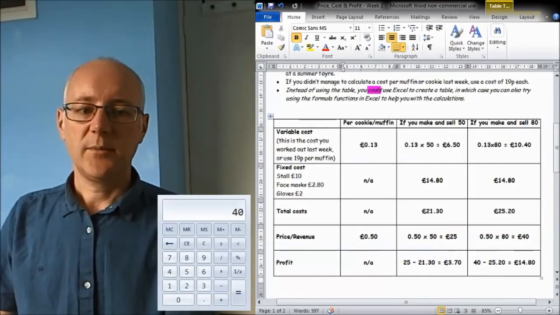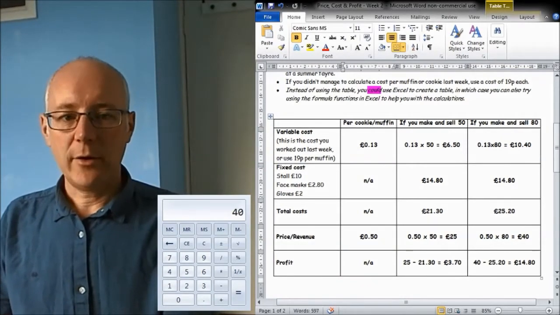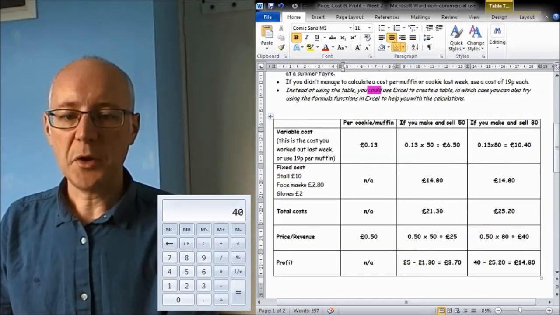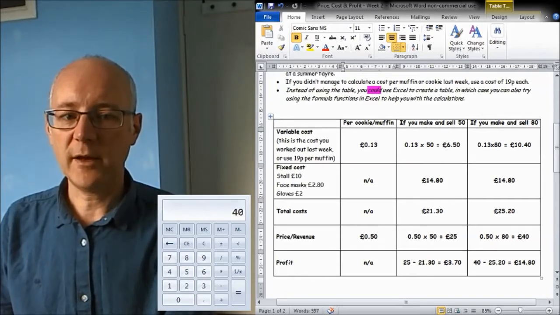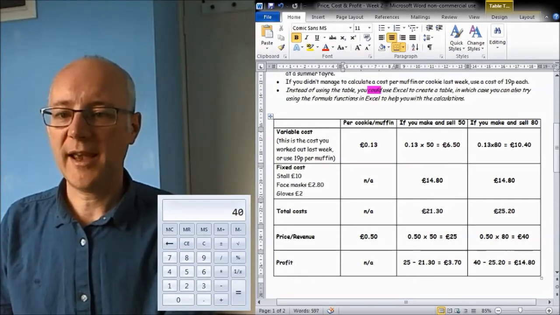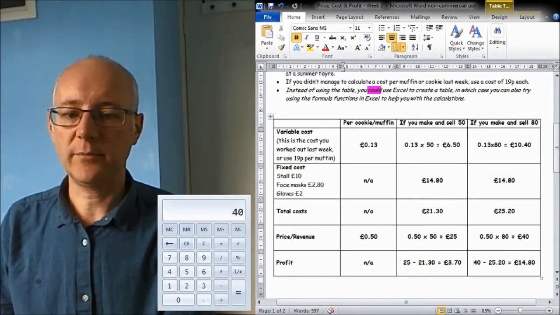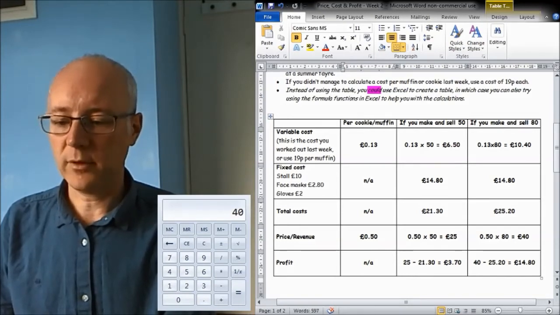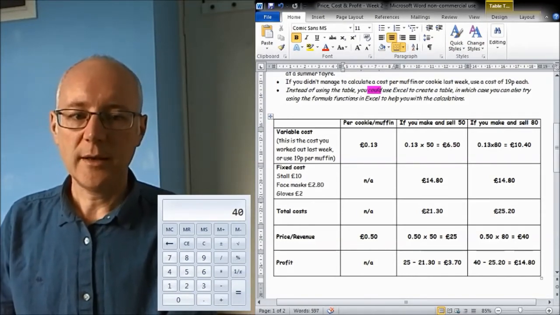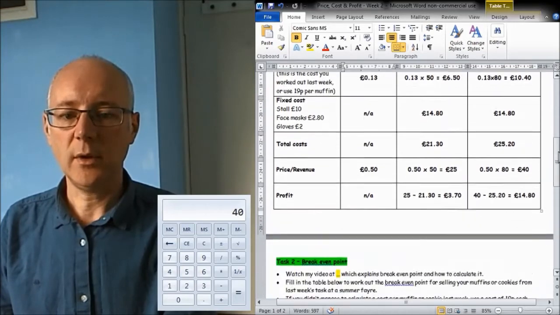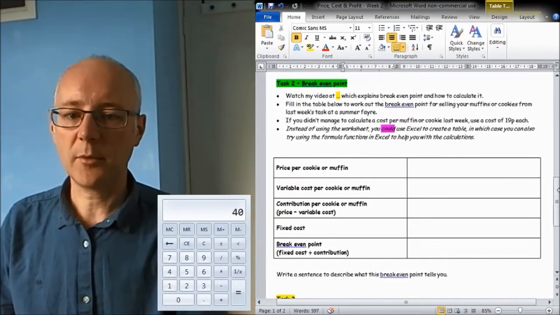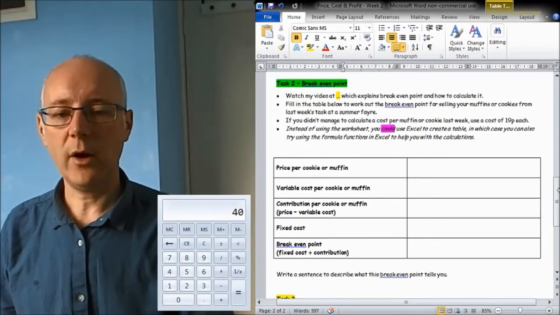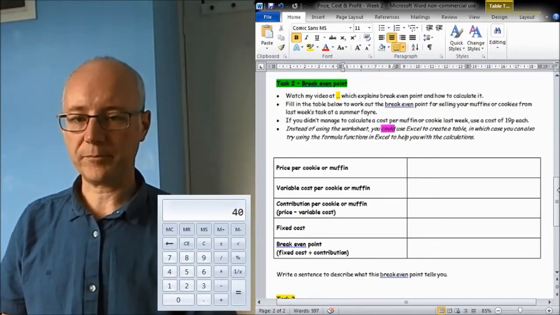Hello again, Year 8. So hopefully now you've managed to work out your profit for making and selling 50 cookies or muffins, and another profit figure for making or selling 80 muffins or cookies. Okay, and I'll look forward to seeing those. Now, the other thing that I want you to do this week is think about something that we call break-even point, and I'm going to introduce that to you now with this same example.